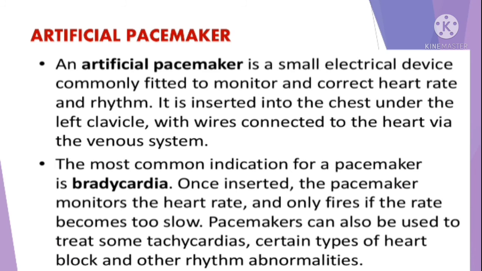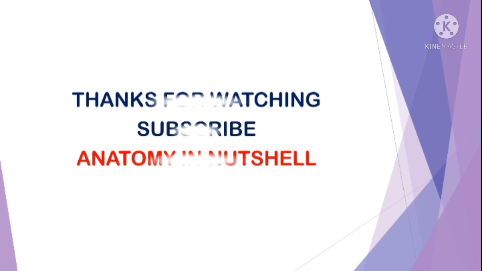The artificial pacemaker is a small electrical device commonly fitted to monitor and correct the heart rate and rhythm. It is inserted in the chest under the left clavicle with wires connected to the heart via the venous system. The most common indication for a pacemaker is bradycardia. Once inserted, the pacemaker monitors the heart rate. If the heart rate becomes low, the pacemaker initiates the impulse. It is used to treat tachycardias and certain types of heart blocks and rhythm abnormalities.